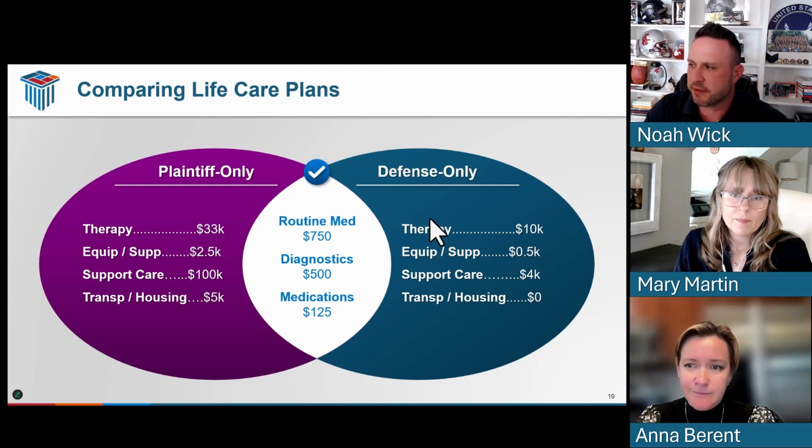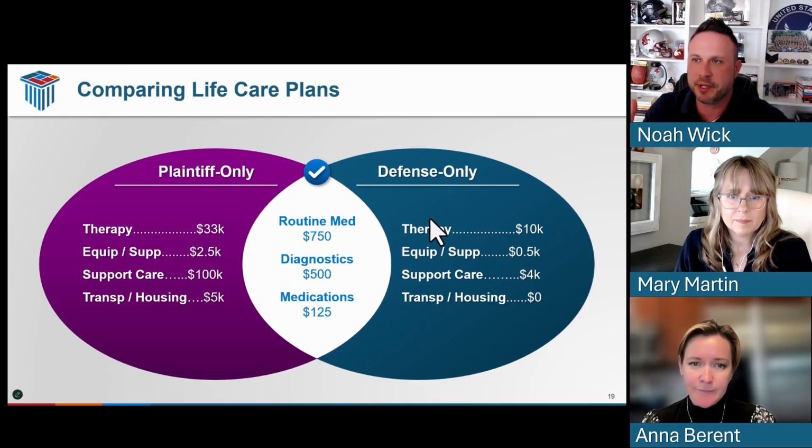So this is a Venn diagram. It's very similar to the last one, just a different style. One of the things that some people might notice is that oftentimes you think of defense as green or blue, and the plaintiffs as orange or red. That's not what we're trying to get across in this one.